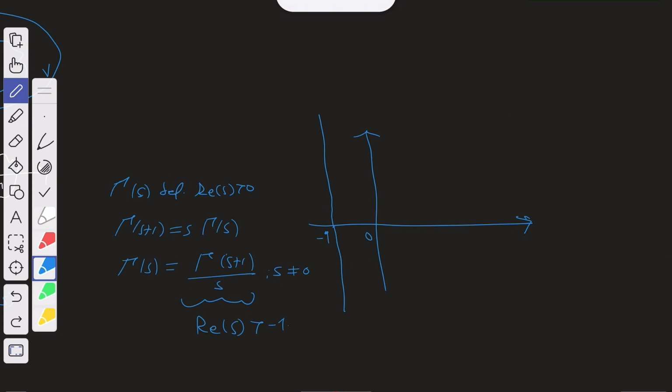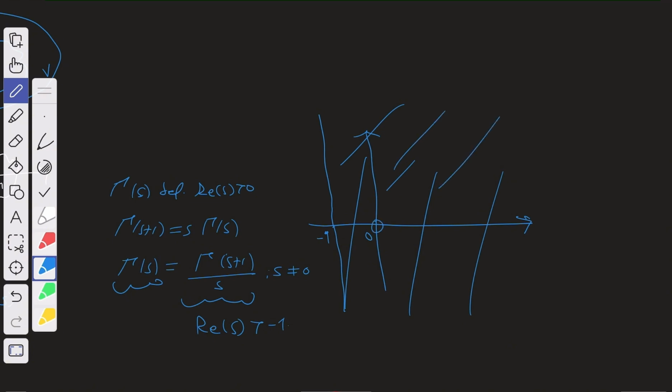So we could analytically continue gamma, because we could define gamma in terms of another function that is defined on a bigger set, and it's analytic there. So we analytically continued gamma to a function that is defined for the real part of s strictly bigger than -1 except at 0. So at 0, there is a problem, but it's really a simple pole.